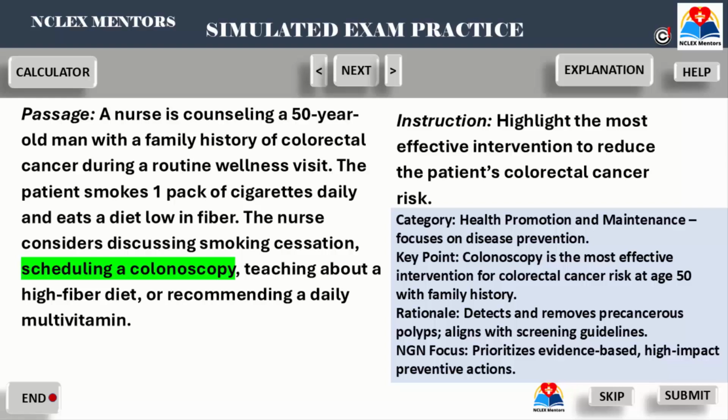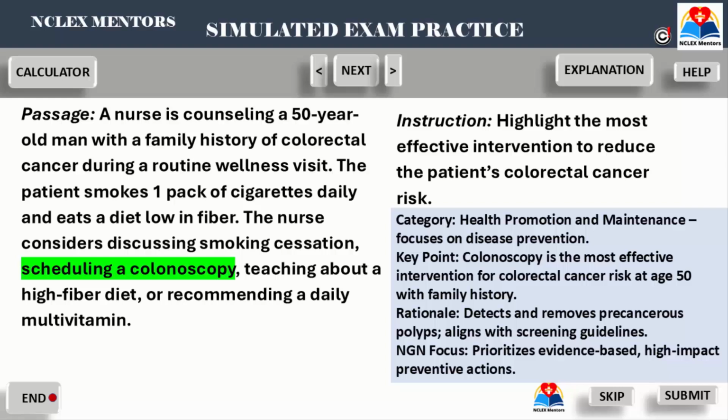Here's why the colonoscopy is the most effective intervention. Gold standard. A colonoscopy is the gold standard for screening colorectal cancer, especially for someone with risk factors. Early detection. This test helps identify early-stage cancer or precancerous growths, like polyps that can be removed during the procedure itself. Guidelines. The American Cancer Society recommends screening starting at age 45 or earlier for those with family history, making this the most critical intervention for this patient.